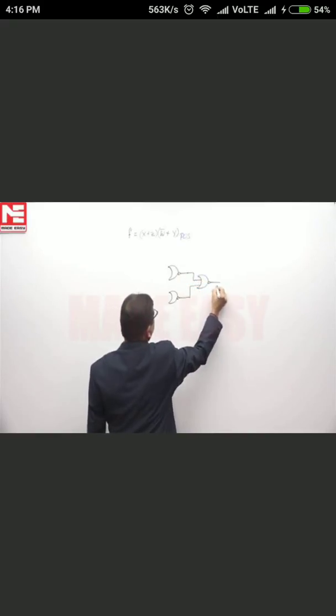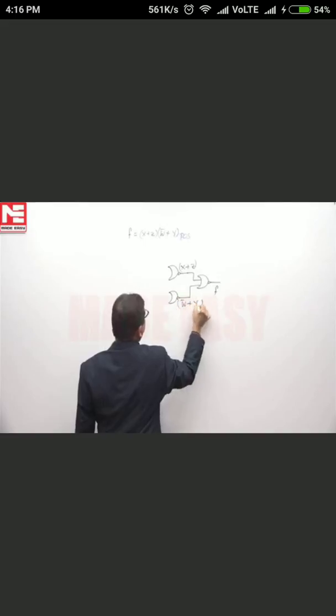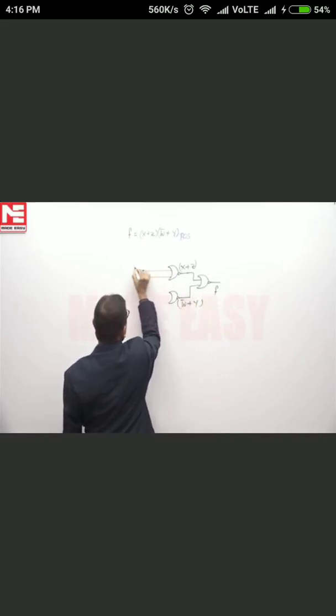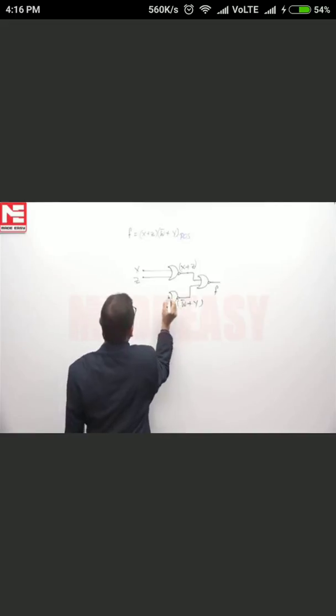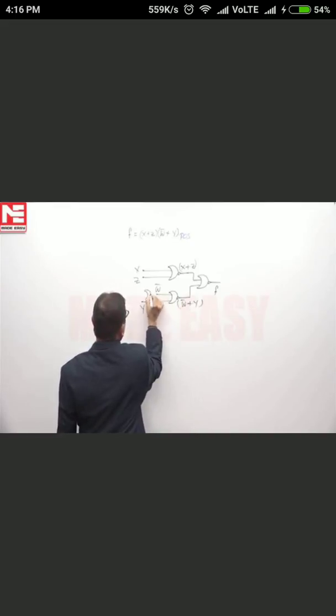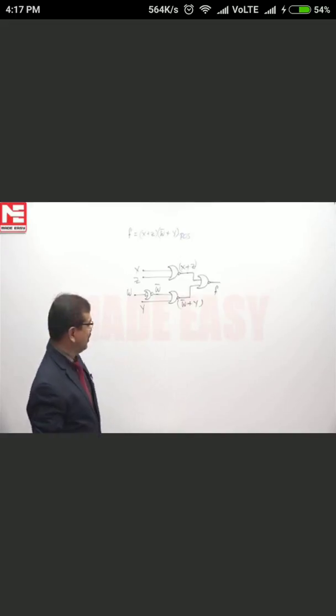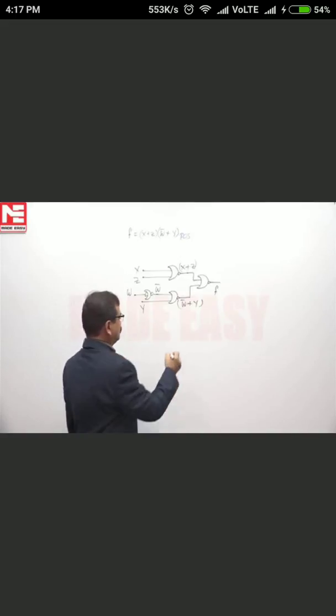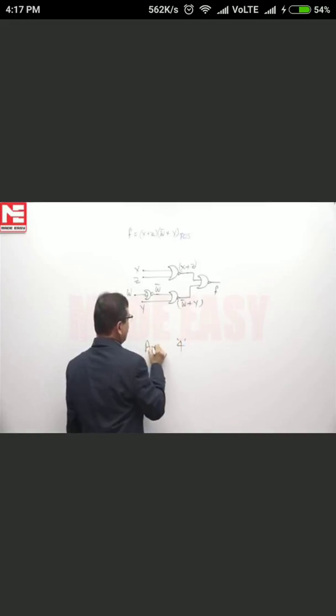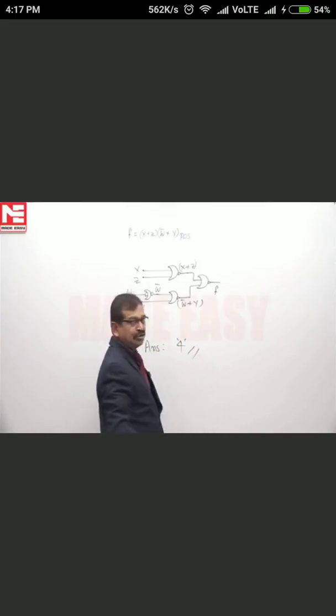We want to realize the function f, so here we want a sum term x or z, and here we want a sum term w bar or y. So for this NOR gate, x and z must be inputs, and for this NOR gate, w bar and y must be inputs. To get w bar, in the given statement it is mentioned that only uncomplemented forms of the variables are available. To get w bar, we need one NOR gate, so if you count the total number of gates, the total number of gates is 4. Hence the answer is 4.